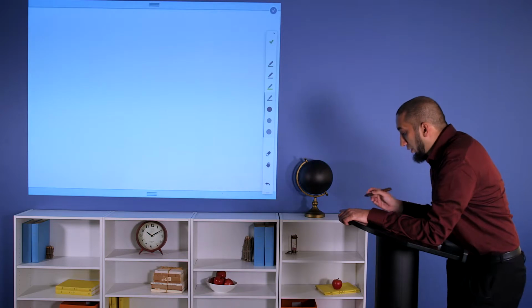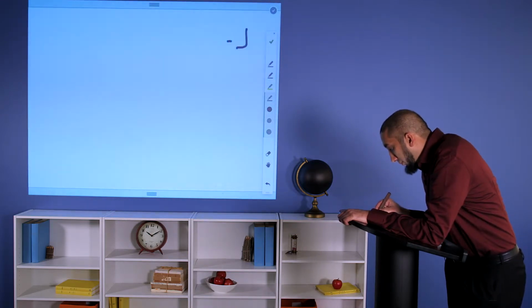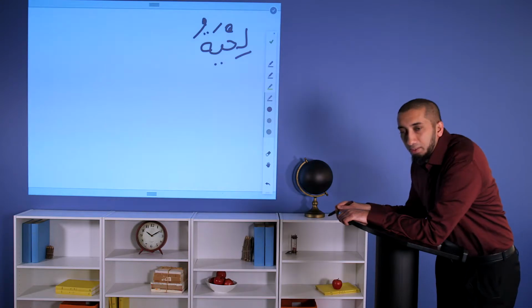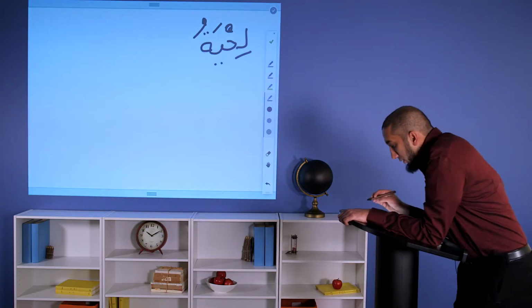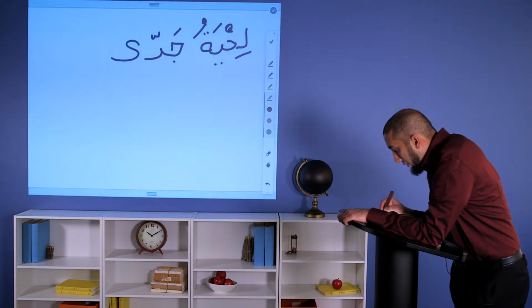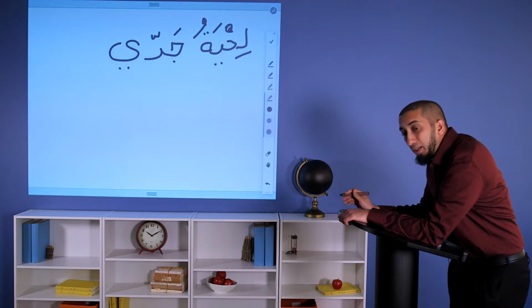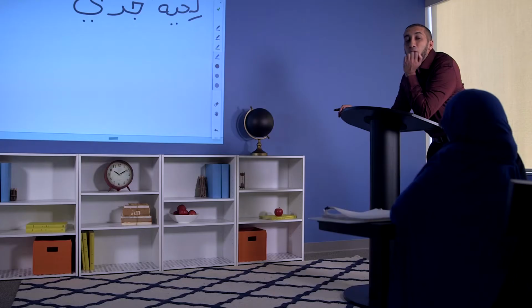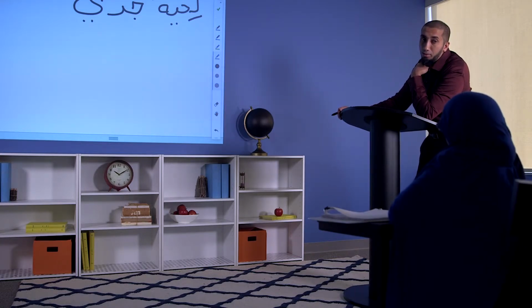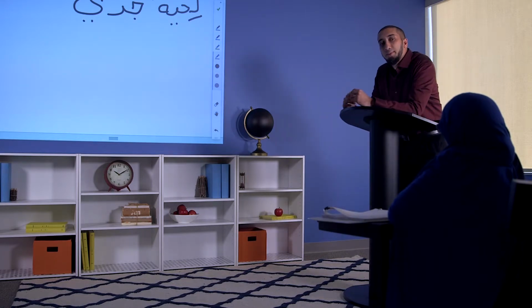Okay, so now lihyatu. I'm making it a mudaf because it's beard. Jadd is grandfather. How do you say my grandfather? Jaddi. Lihyatu jaddi. Now, what word is missing? Long, tawil. Now, what is long describing? Is it describing me? Is it describing grandpa? Or is it describing beard? Beard.